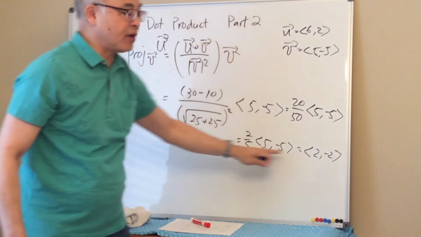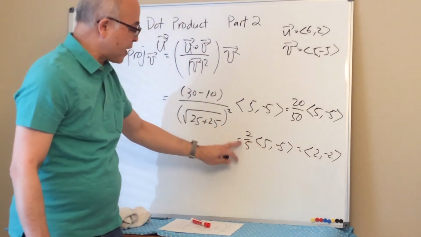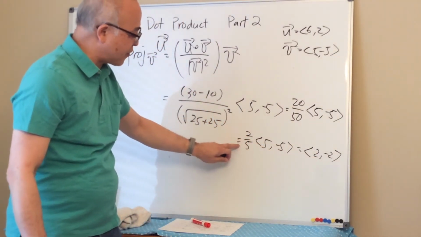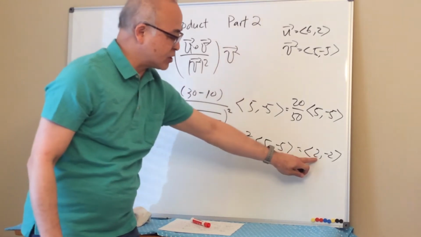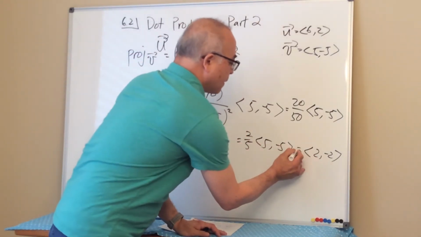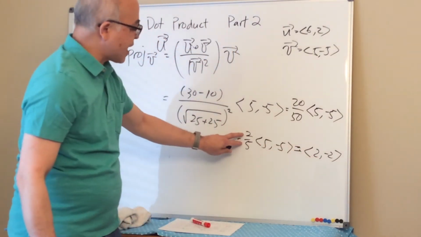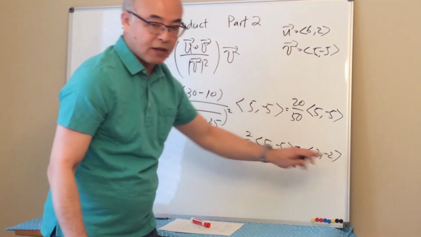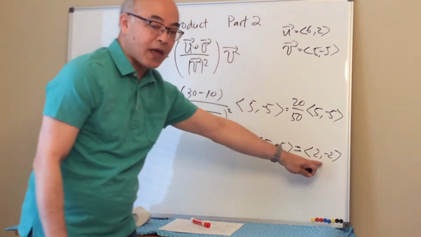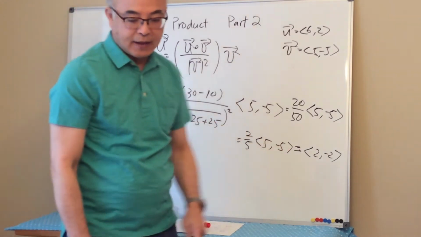Everybody see where I get from here to here? So I go from negative 2 divided by 5 times 5 is 2. And this guy times negative 5 is negative 2. Okay, so that's where I got that 2 and negative 2 at the end. All right?